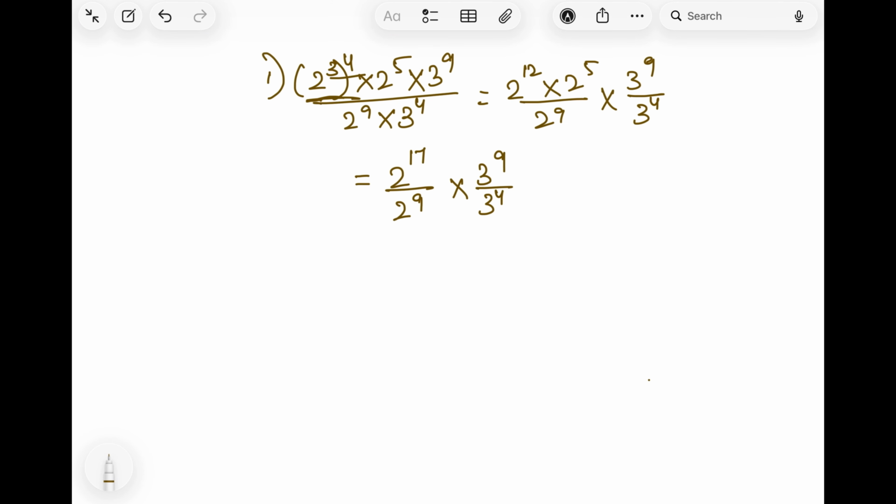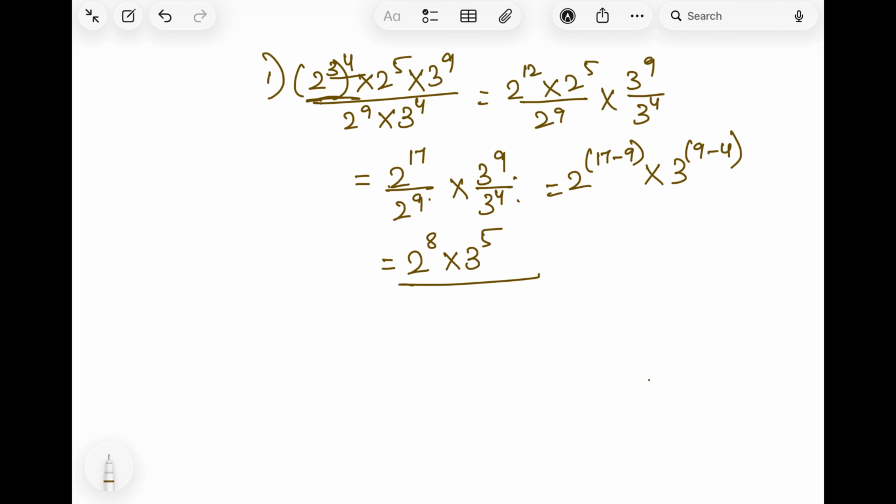Now if you see, this is in division, this is also in division, and the base is the same here, and here also the base is the same. So now what will we do? We will just subtract the powers. 2 raised to 17 minus 9 into 3 raised to 9 minus 4. So what will be our final answer? 2 raised to 8 into 3 raised to 5. Right? So this is the final answer. You cannot solve any further because the base is not the same. Okay? So we just did one example, and we got a clear idea of how to use all the three laws together.